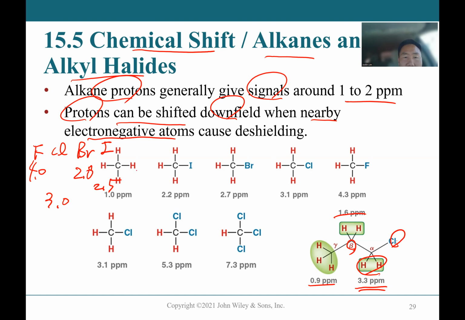Also, you can see no electronegative atom, so you can find proton at 1.0 ppm. When you see an electronegative atom, iodine 2.2, bromine 2.7, chlorine 3.1, fluorine 4.3. And then there is one electronegative atom 3.1, two electronegative atoms 5.3, three electronegative atoms chlorine, we can see proton 3.3 ppm.